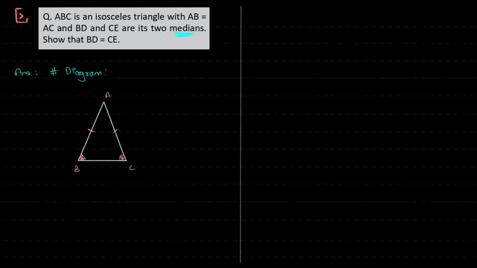Medians are lines from the vertex to the opposite side of the triangle, cutting it into two equal halves. So this is D. If this is X, this is also X. That's what they're trying to tell. And from C, we have this is E. So that's a median for this side. But since AB and AC are equal, even this will be X. Agree?